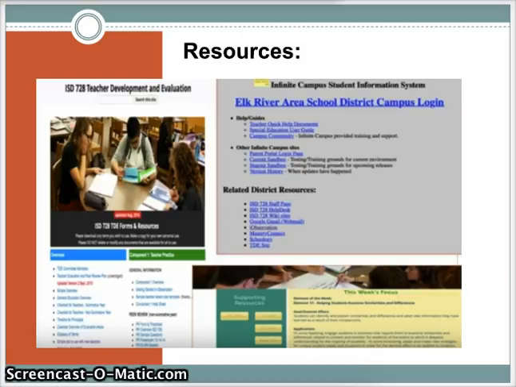You will also be sent weekly updates from the Educational Services Department. On the left side of that communication, you will see a variety of helpful links, including a link to the Teacher Development and Evaluation Forms and Resources page. Please use these resources as they will help make this process easier to navigate.